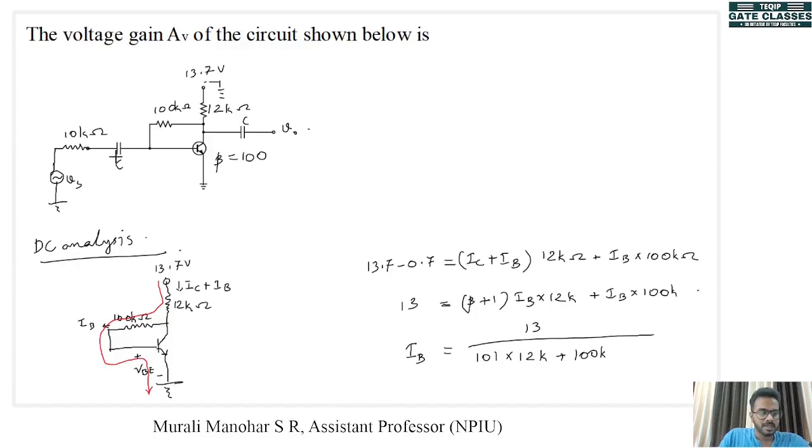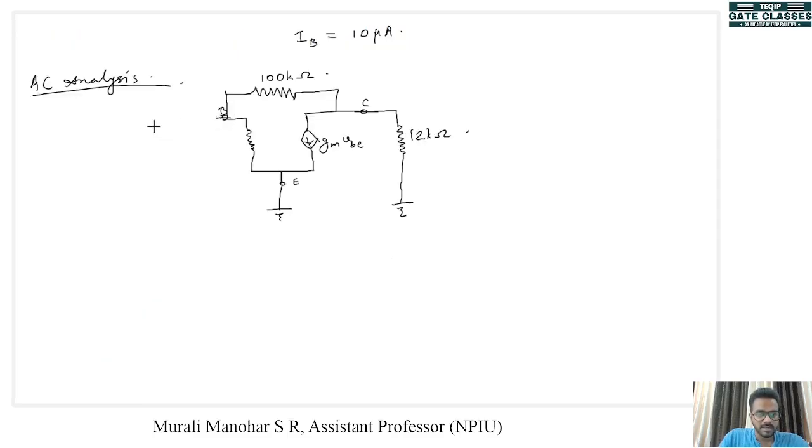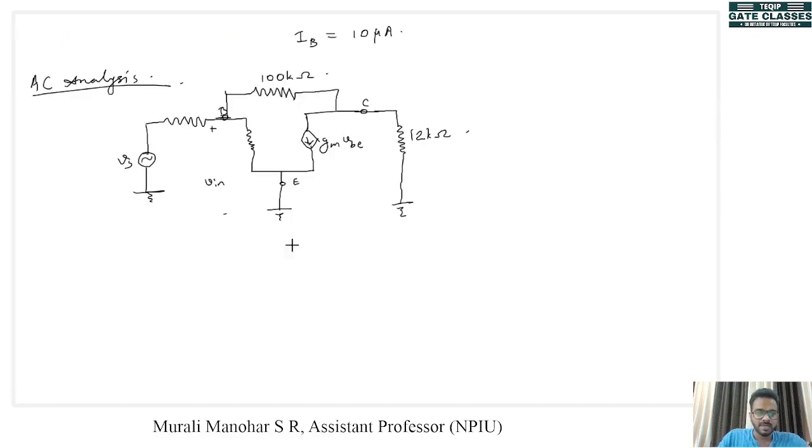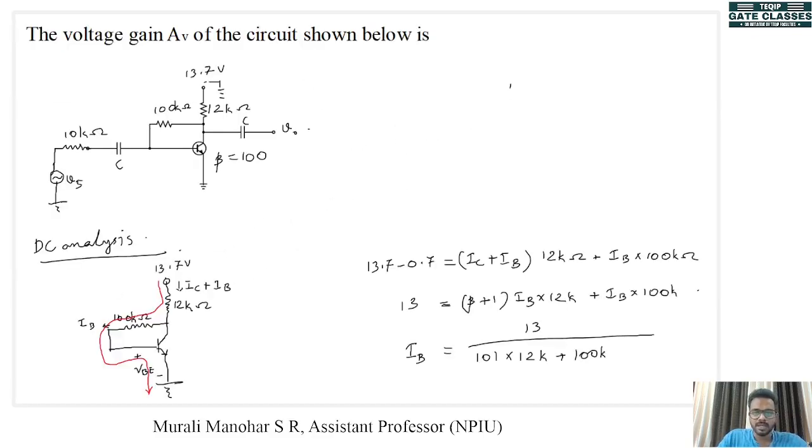Now there is a source resistance of 10K connected to the base. Capacitors are short circuited, and here we have our source Vs. Across this we have our V in. We have been asked to find AV, which is the voltage gain of the system. So this is our input, and we need to find V out divided by Vs.